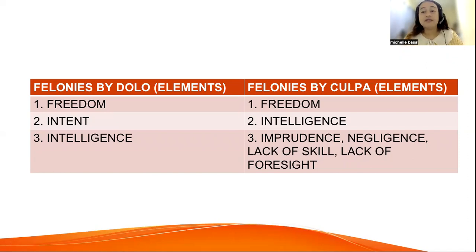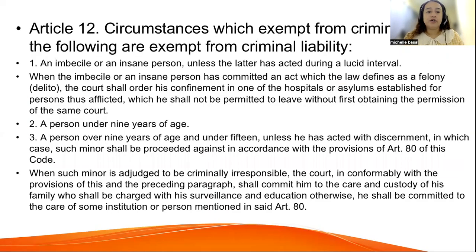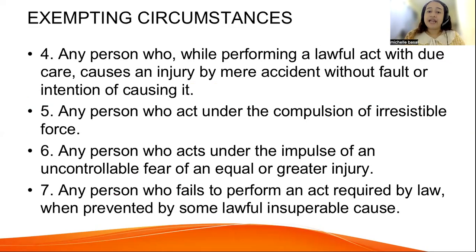So what we have to understand when the law speaks of elements, it means requirements. So if one of the elements is not present, it means that there was no crime. Okay? So number 5, any person who acts under the compulsion of irresistible force.